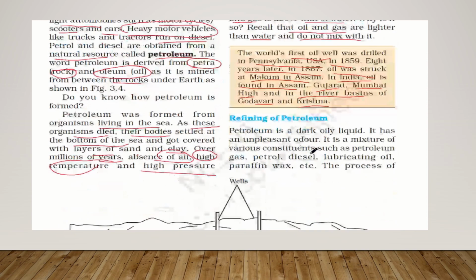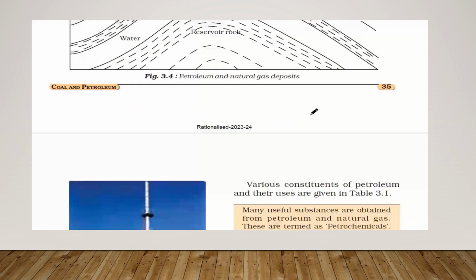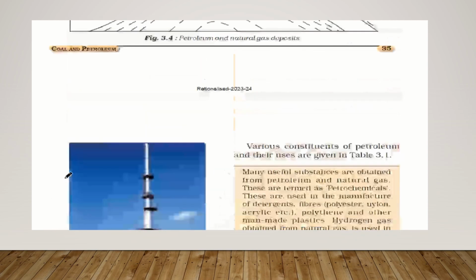Now refining of petroleum. Petroleum is a dark oily liquid and it has an unpleasant odor. It's a mixture of various constituents like petrol, diesel, lubricating oil, paraffin wax, etc. The process of separating the various constituents, or fractions, of petroleum is known as refining, and it is done in a petroleum refinery. So let us look at this diagram.